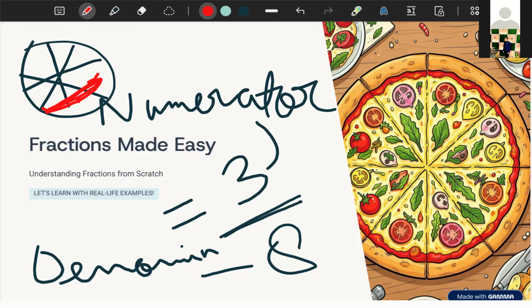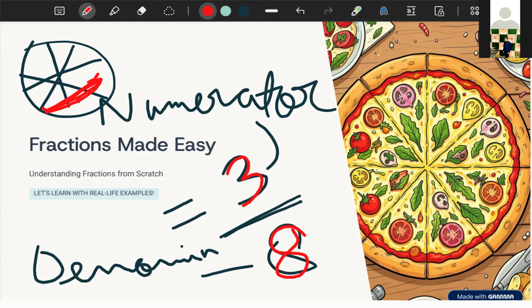And the denominator part, which is below the line, tells us the total equal parts. When I ordered the pizza, it came in 8 equal parts. So in total the pizza has 8 slices, out of which I have eaten 3. So the 3 in the numerator represents the parts I have, and the denominator 8 tells the total equal parts the pizza actually has.